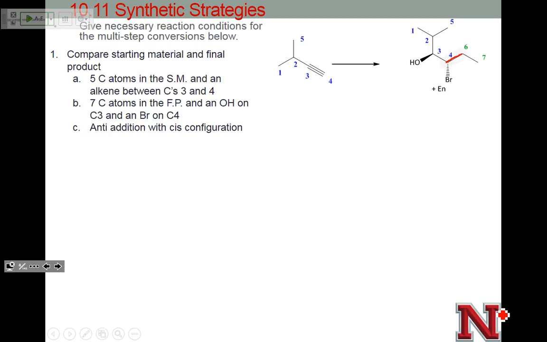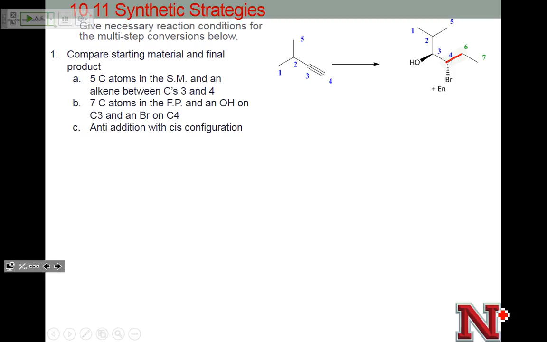The other thing to notice is we don't still have our triple bond, so we must have reacted it after we formed our new carbon-carbon bond. Why do I know that we reacted it after we formed the new carbon-carbon bond? How do I know that? The only way we've learned so far to form a new carbon-carbon bond is through deprotonation of a terminal triple bond. If we don't have the triple bond, we can't deprotonate it. So I must have reacted the triple bond first.